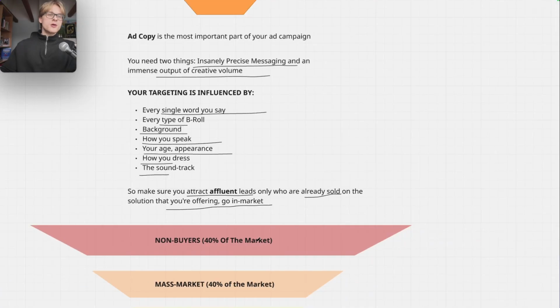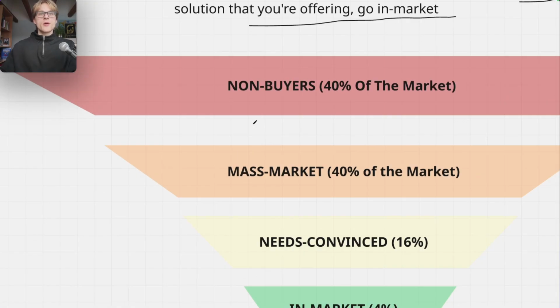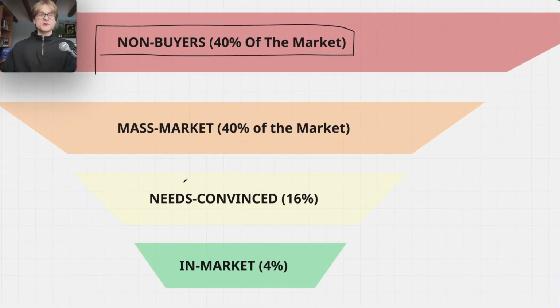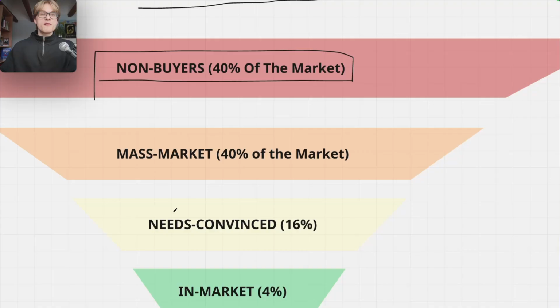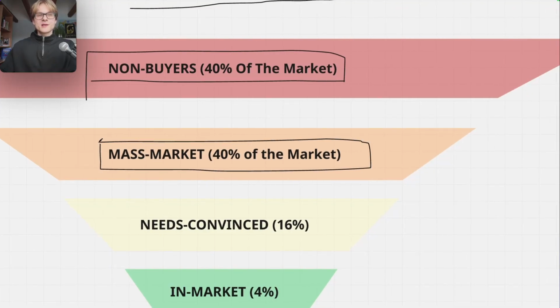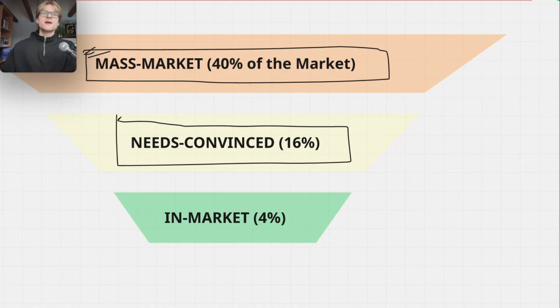Now, what do I mean by going in market? When you think about the market as this kind of funnel here, we have non-buyers, which are 40% of the market, which you should never ever target because you're just burning money there, people who will never buy from you. Then we have the mass market, which is where most of the big companies are at right now, very competitive, but obviously the most money is there. Then we have the needs-convinced market, which are people who already kind of have a problem and they just need to be convinced on your solution.